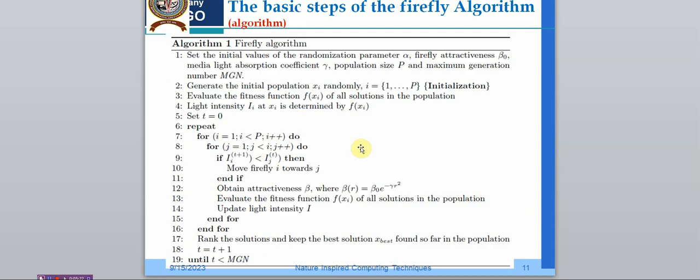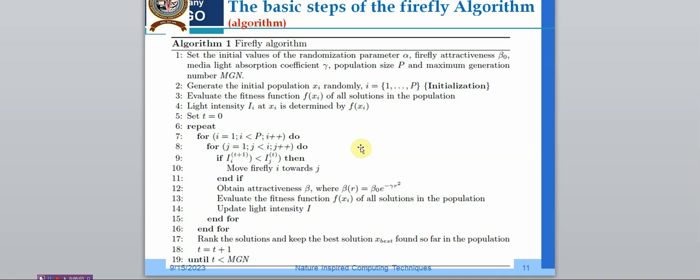Then coming to the representation of this algorithm. Any algorithm which is population based, initially we go for the initialization of the parameters, then the initialization of the population, then we go for the fitness value. The same thing is done here. Step number 1, you can see it here. We set the initial value of the randomization parameter alpha, then the firefly attractiveness value beta 0, the media light absorption coefficient gamma, and the population size p. Previously we took n, here we have taken p, and the maximum generation number is represented as mgn.